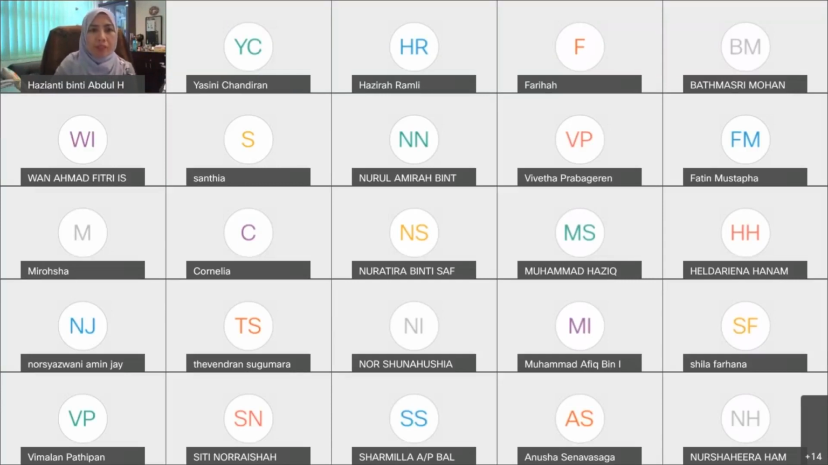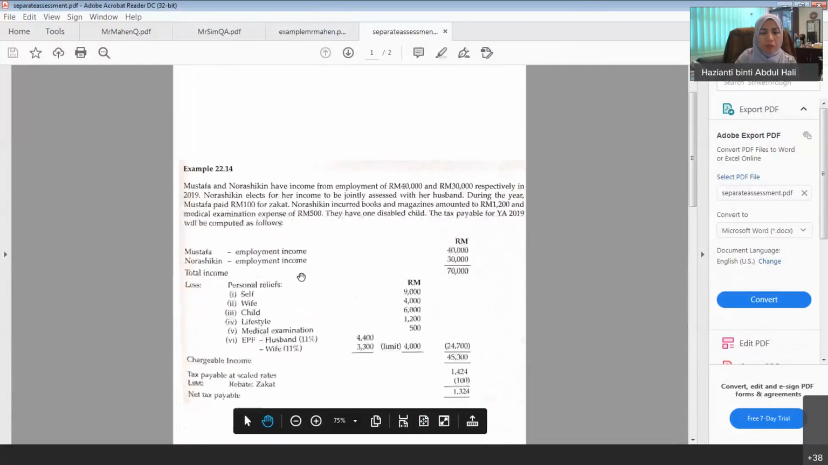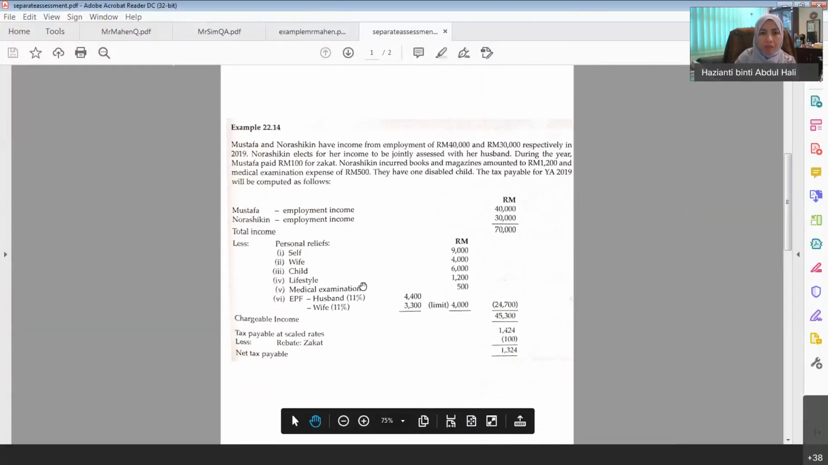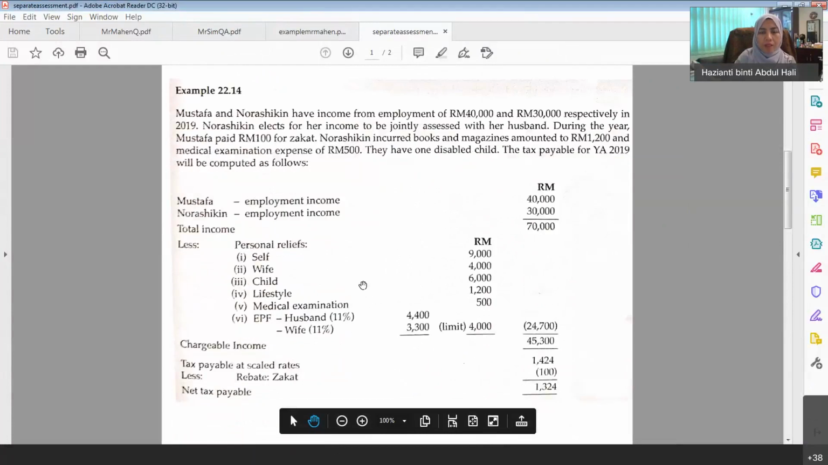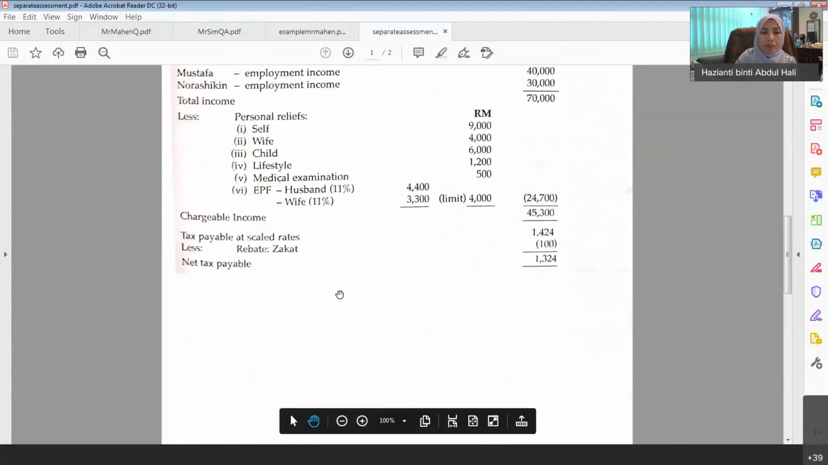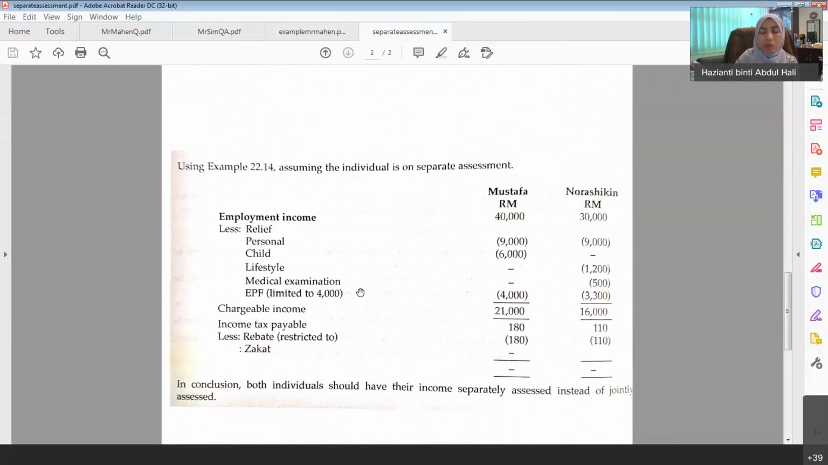Alright, same question we have here, Mustafa and Rashikin tadi. So this is what we have computed for them. Tadi kita dah kira if we are using combined assessment, if the wife elect for combined assessment. What if same example kita nak buat separate assessment. So now we have a net tax payable of 1,324 if we do it jointly for the combined assessment. If we assume the individual is on separate assessment, this is what we call tax planning.